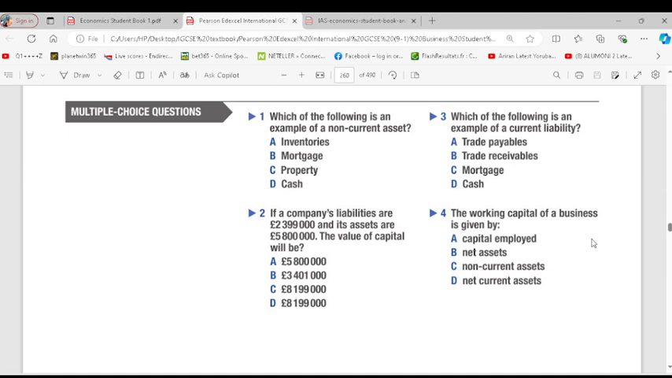Question 3. Which of the following is an example of a current liability? A current liability should be due within a year. Trade payables, trade receivables, mortgage and cash. It's trade payables. Current liabilities, well done. The other one is trade receivables, which are current assets.